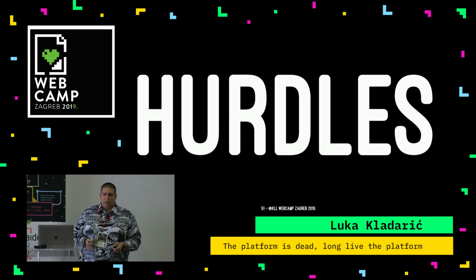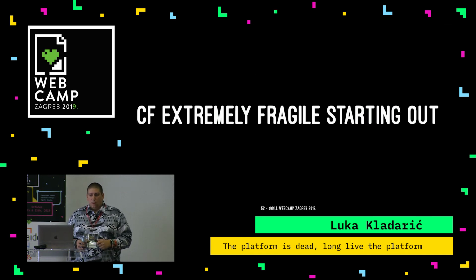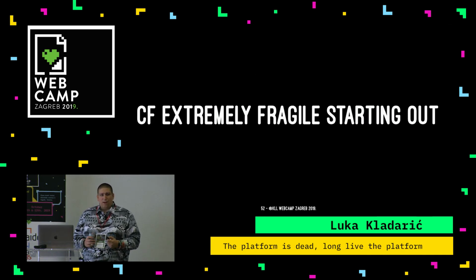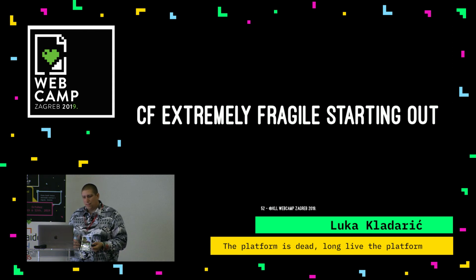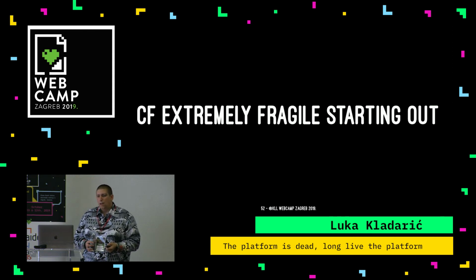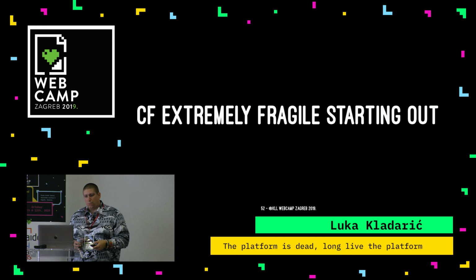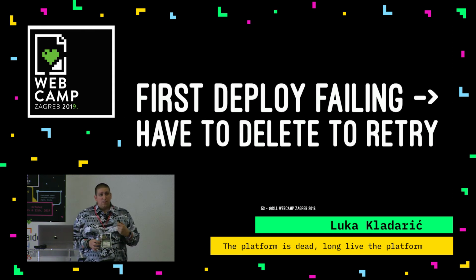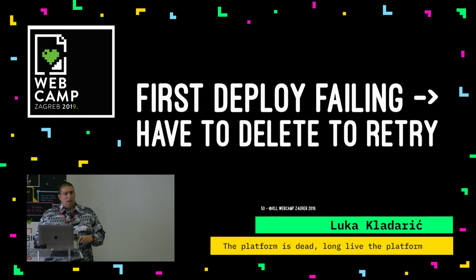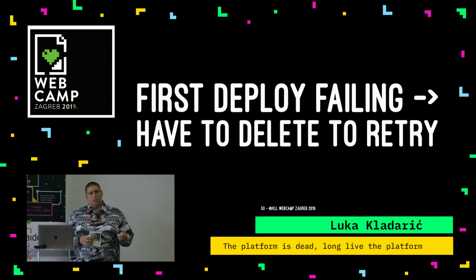So the hurdles that we saw with this: CloudFormation is extremely fragile starting out. It's a slightly hostile environment. It takes a lot of trial and error to get to a place where you're being somewhat productive. The first deploy of a new CloudFormation template, if it fails, you cannot retry it. You have to go in and delete the failed one. Otherwise, usually when you try to do a change and it fails, it just goes back to the stable state. But there's no stable state for this, so it just hangs in limbo.